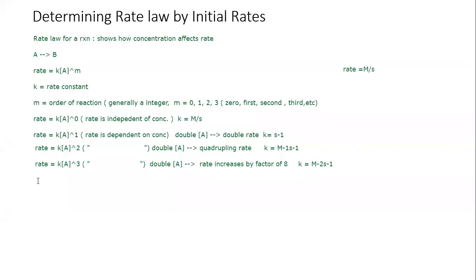So now we're going to ask the question, how do we calculate rate law? And that's by using the initial rates. So we're going to do a series of experiments, and we're going to measure the initial rates of our reactions. And then we're going to get a list. And again, this is all done experimentally.